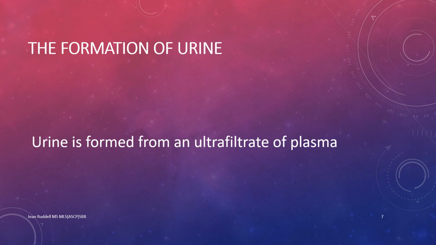The formation of urine. The kidney filters 170,000 milliliters of plasma a day, but only about 1,200 milliliters becomes urine. The tubules of the nephron reabsorb water and vital nutrients such as proteins and glucose. If you notice that urine is yellow and that plasma is yellow, this makes sense because urine is formed by the filtration of blood. Urine is formed from an ultrafiltrate of plasma.